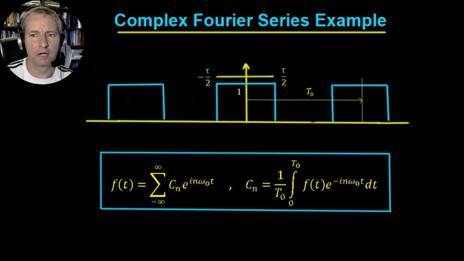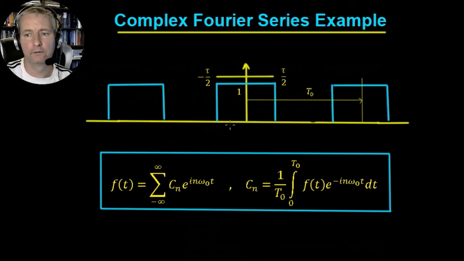So let's look at an example of using the complex Fourier series. Now we're going to use the square wave here, and we're using this for a particular reason, because once we've worked through this example, we can use this in order to create an intuitive derivation for the Fourier transform. So let's get started on this.